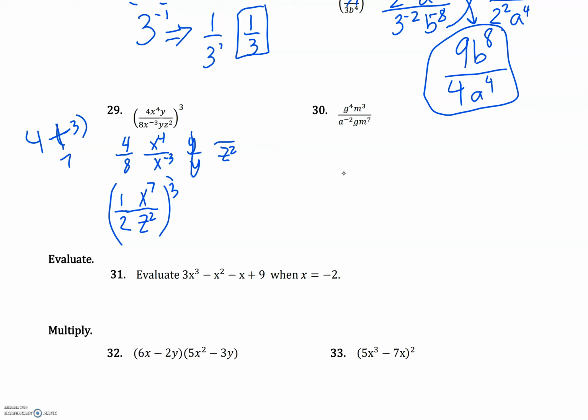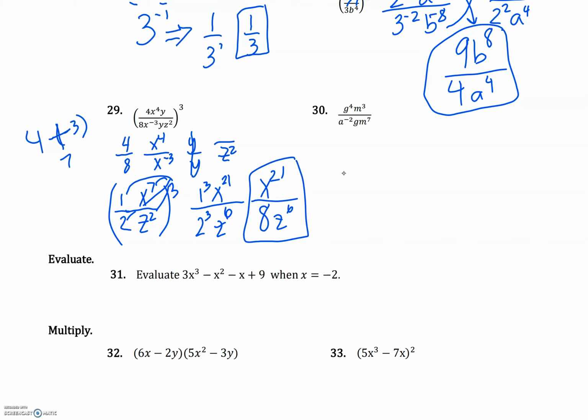I'm going to bring in the 3 to every single part on the top and the bottom of this fraction. So I have 1 to the 3rd, x to the 7 times 3, which is 21, over 2 to the 3rd, z to the 2 times 3, which is 6. And just like on the last problem, I'm going to evaluate the numbers that I know. 1 to the 3rd power is just 1, so I don't even have to write it. On the bottom, I have 2 to the 3rd power, which is 8. Z to the 6 is my final answer.